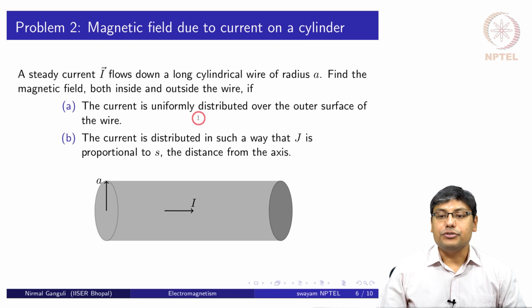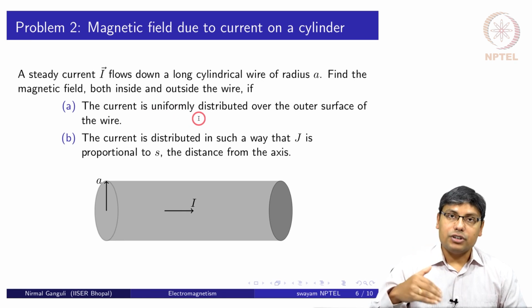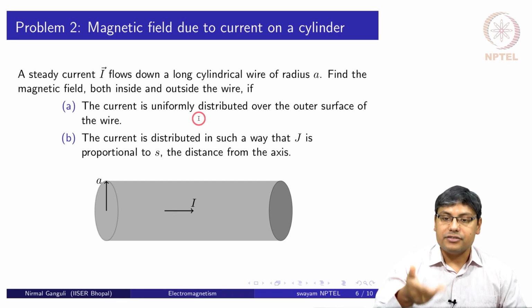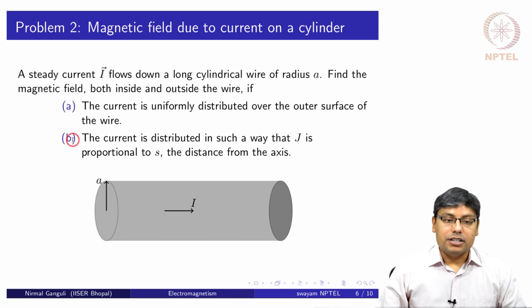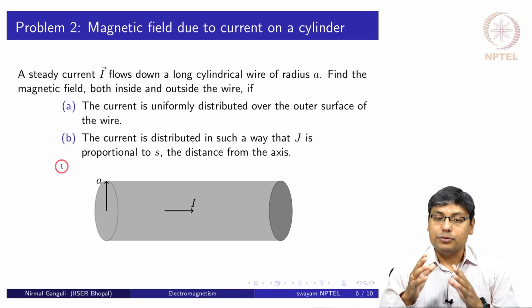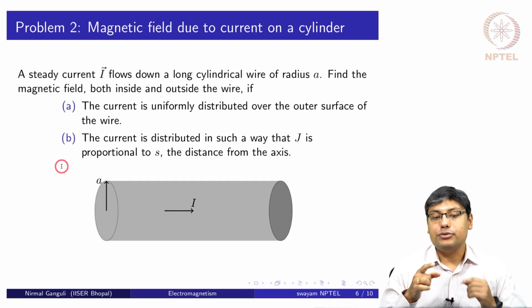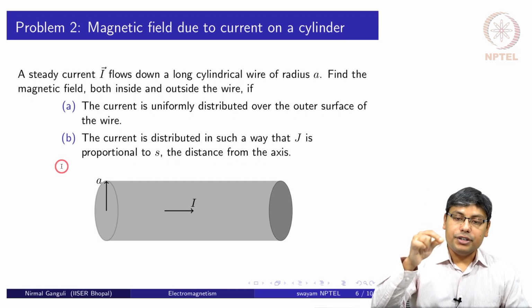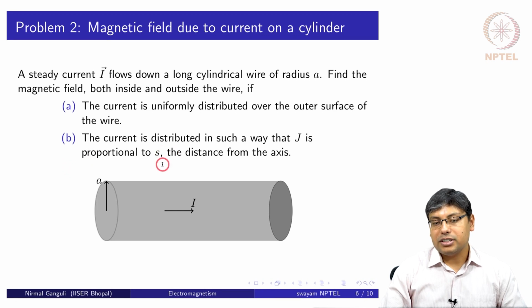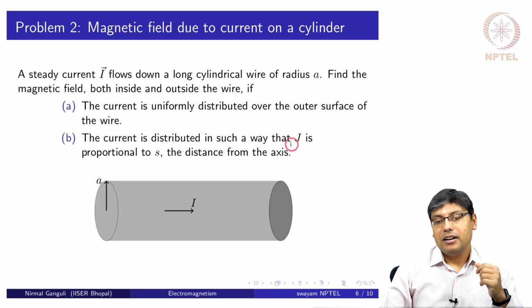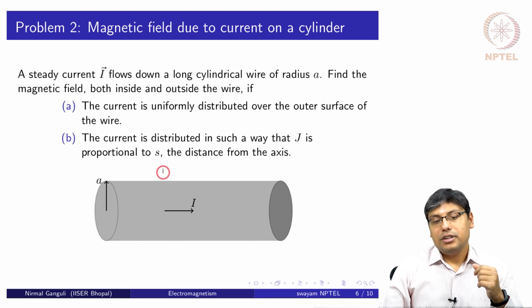Condition A, the current is uniformly distributed over the outer surface of the wire. There is no current inside the cylinder, only a surface current is flowing through the outer surface of the cylinder. And for case B, the current is distributed in such a way that there is a volume current density J that is proportional to the distance of your point of observation from the axis. That is, the distance is given as S, the usual S coordinate in the cylindrical coordinate system, the distance from the axis of the cylinder, and J is proportional to this distance.